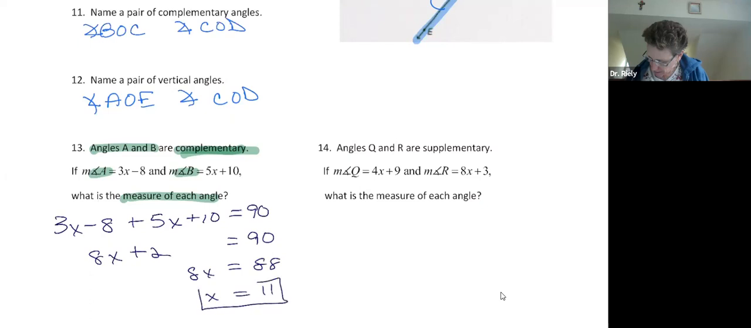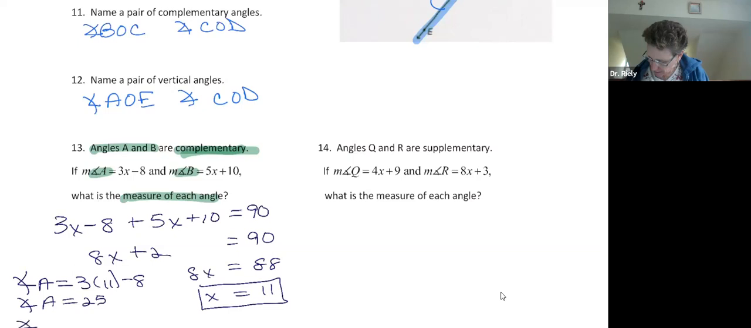Now that's nice to know, but that is not the answer to my question, right? They want to know what is angle A and angle B's measurements. So I have to do more work here. So angle A equals 3 times x. Well, x was 11, and then minus 8. So 3 times 11 is 33, and then take away 8 from that, and you should be getting 25. So angle A equals 25.